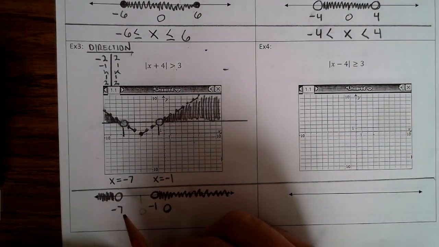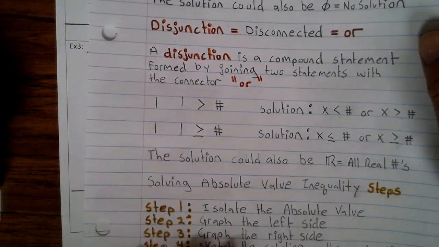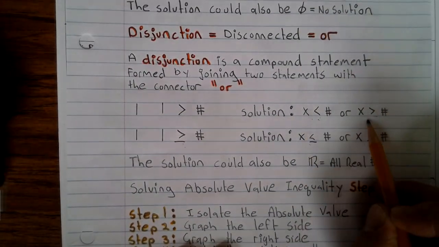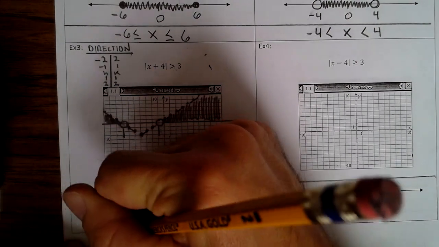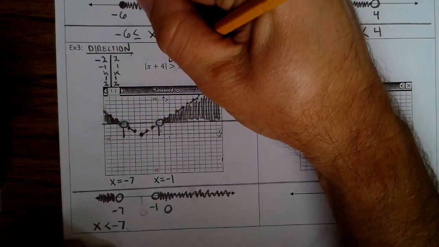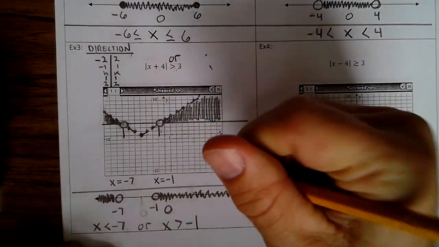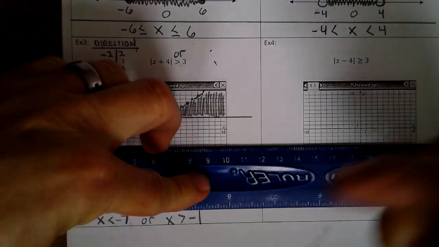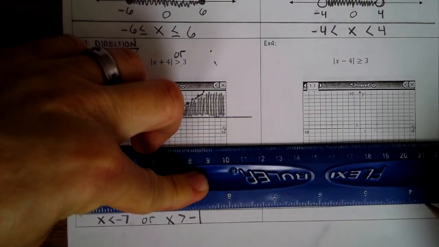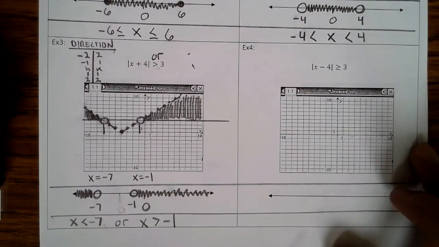All right, so we know from our notes that when it's greater than, our solution is going to be x less than and x greater than. So that's x is less than negative 7, or, because this is an or statement when it's greater, x is greater than negative 1. All right, to finish up example 3.